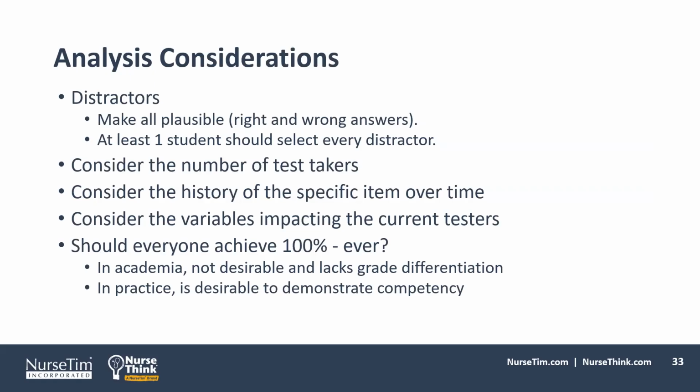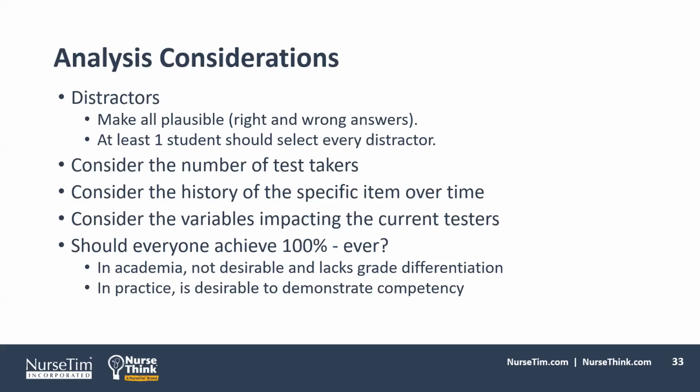So what else do we want to consider? Again, distractors, make all of them plausible. At least one student should select every distractor. It's better if you can get more than one, but if you can even get one student on each distractor, that's a good day. Consider the number of test takers. Consider the history of a specific item over time. Is this the first time I've run this item? Have I used it for several semesters? Could this test item be compromised? Could this test item have made it into Quizlet or some other online program? Has it become compromised?